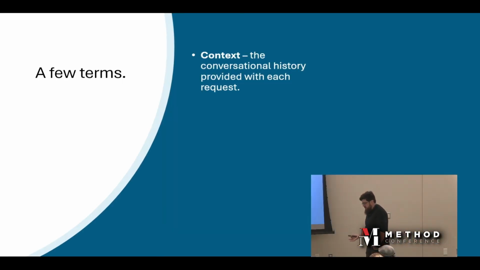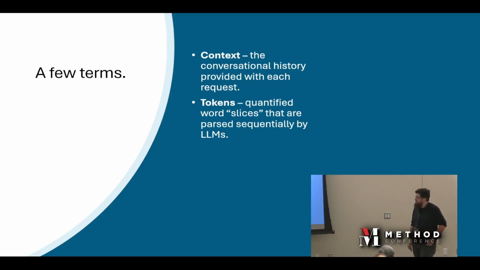Let's cover a few terms that are going to be important when we're discussing this technology. First, context. How I've defined this is the conversational history that's provided with each request. You can think of it like a series of chat messages. If I asked you, what did you have for lunch? I had a steak. Did you like it? That's a context. We've framed a conversation.